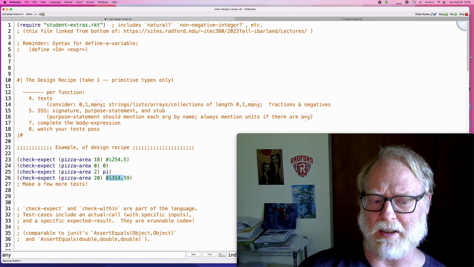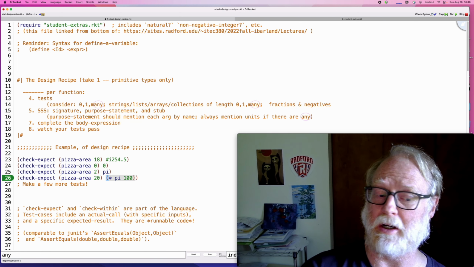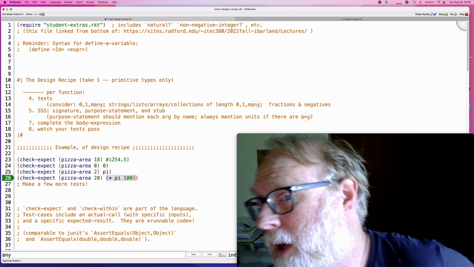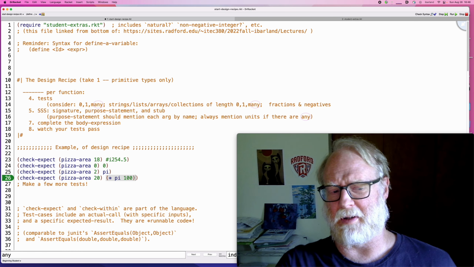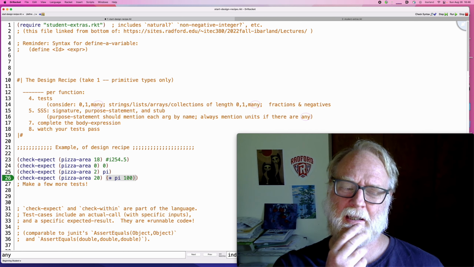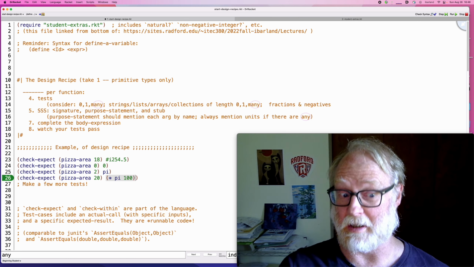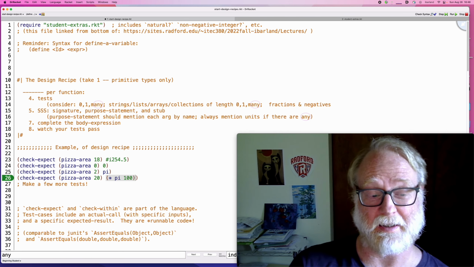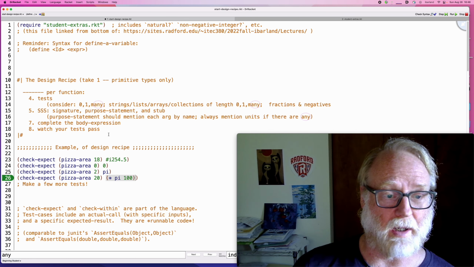And if you want, some people want to do this. Some people want to say, hey, could I go ahead and say times pi 100? Sure, I'm fine with that. Either way, both of those are good answers. In fact, this test case is already giving me something that I might have ending up in my code. I'm starting to actually write the function already here in my test cases. That's fine. Okay, so 0, 1, many.